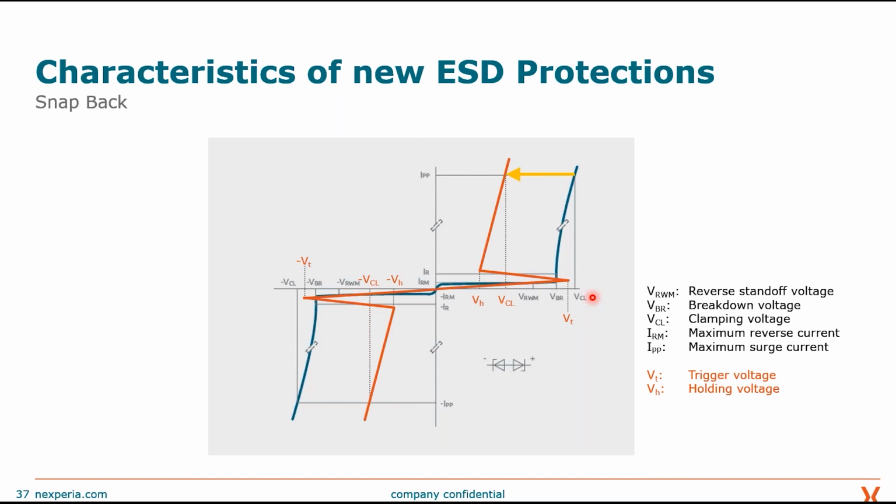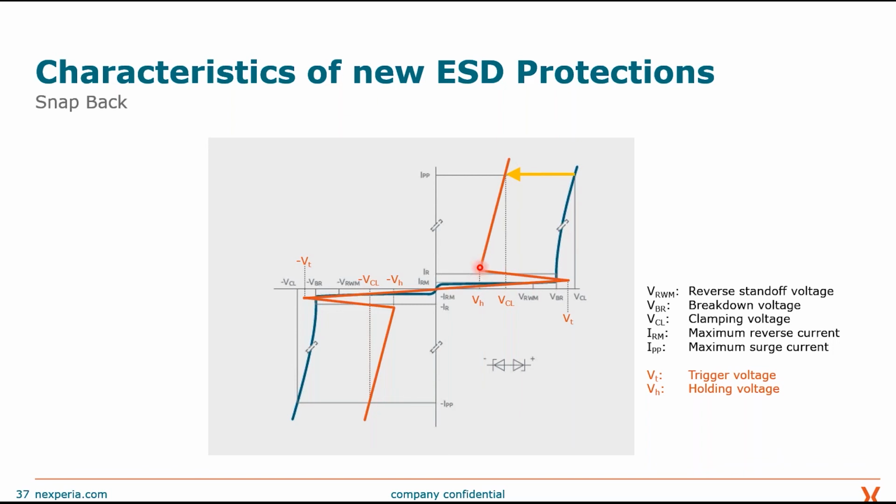But what we also have is, so to say, snapback devices, and they are different from Zener topologies or varistor topologies. The snapback devices behave differently, meaning that if you achieve a certain voltage, called the trigger voltage, VT, your device will not behave like a Zener, but it will snap back to another voltage level, which is called the holding voltage.